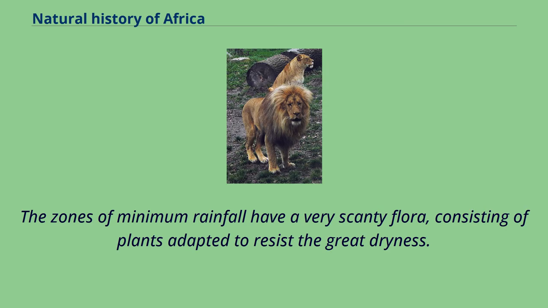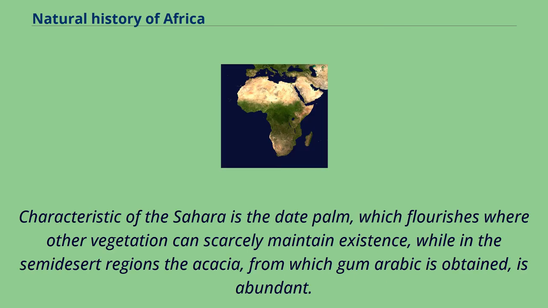The zones of minimum rainfall have a very scanty flora, consisting of plants adapted to resist the great dryness. Characteristic of the Sahara is the date palm, which flourishes where other vegetation can scarcely maintain existence, while in the semi-desert regions the acacia, from which gum arabic is obtained, is abundant.